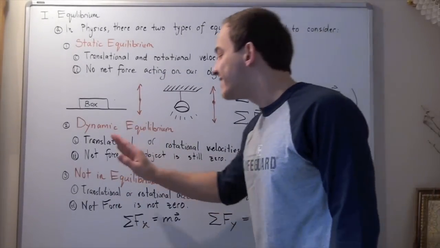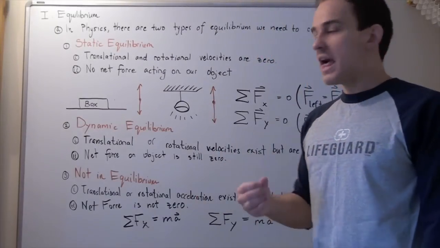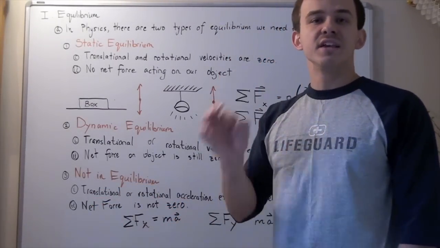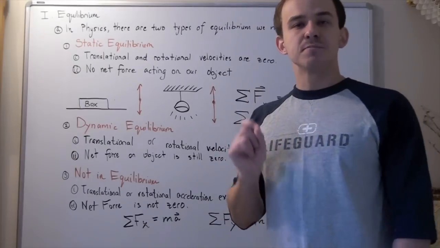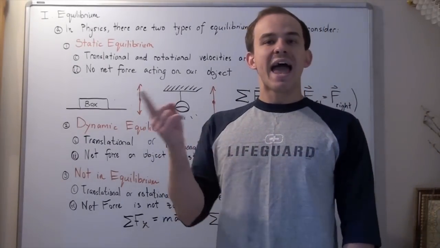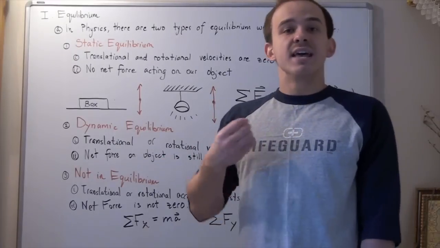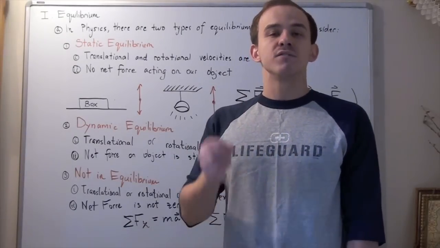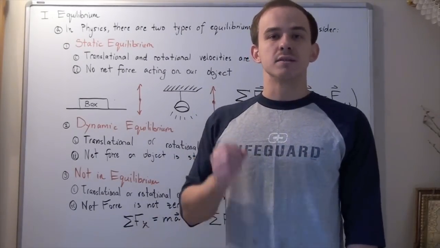But if the object is not in equilibrium, that means that either translational or rotational acceleration or both exist, and these velocities are changing. And that's because some net force exists. Some net force exists along some axis, say the x-axis, and this net force creates an acceleration which changes the velocity of the object or system of objects.